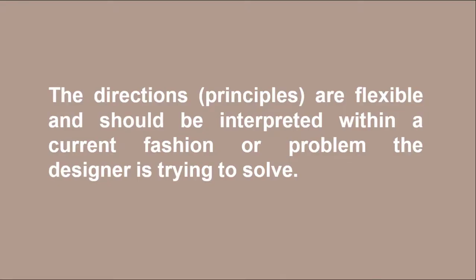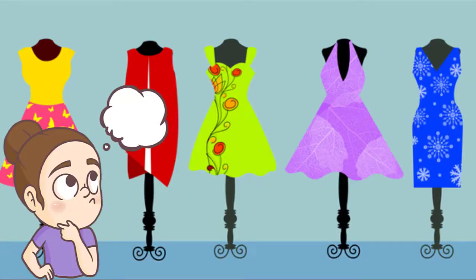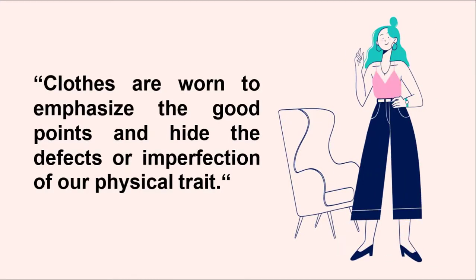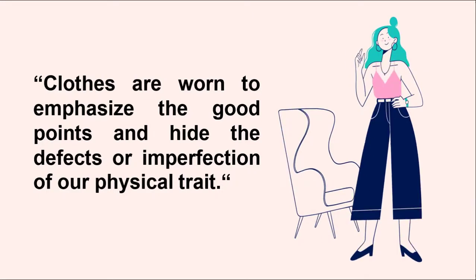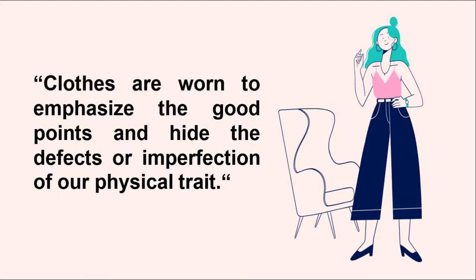The directions are flexible and should be interpreted within a current fashion or problem the designer is trying to solve. For example, the directions would apply differently for a design of a costume than for a design of a current fashion garment. As we know, clothes are worn to emphasize the good points and hide the defects and imperfections of our physical traits. But how can we apply principles and elements of design here?